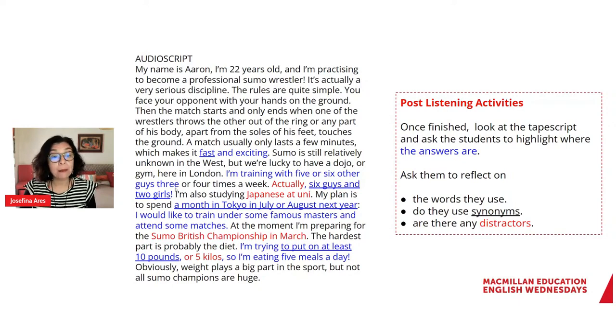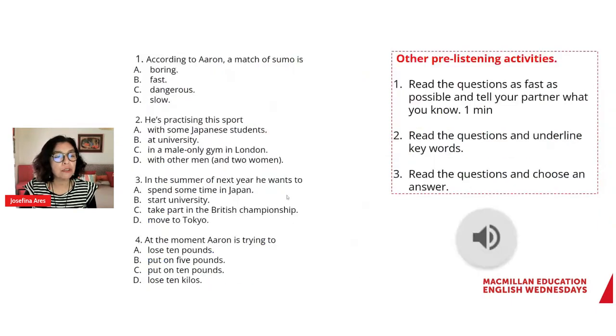So careful here, because the other thing that I ask them to do is to look for distractors. And in this case, the distractor is "actually". The beginning is the distractor, because they say, I'm trying with 5 or 6 other guys 3 or 4 times a week. But then he specifies, actually, 6 guys and 2 girls. So you've got to be careful with that, because that is a distractor. It says here, with some Japanese students at university, in a male-only gym in London, with other men and 2 women. So obviously the answer is D.